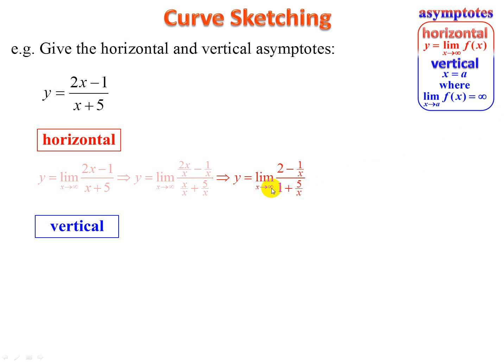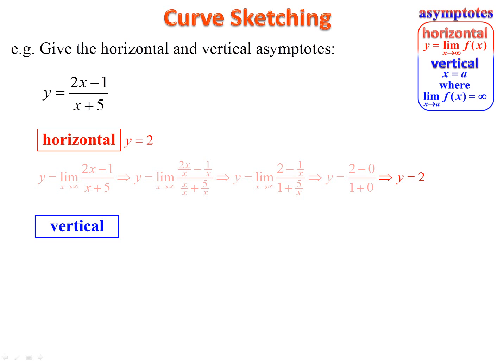Now immediately I can see as x tends to infinity, that tends to 0, so it's gone. That tends to 0, so it's gone. So we'll end up with that constant over that constant. 2 over 1, which is 2. So there is our horizontal asymptote.